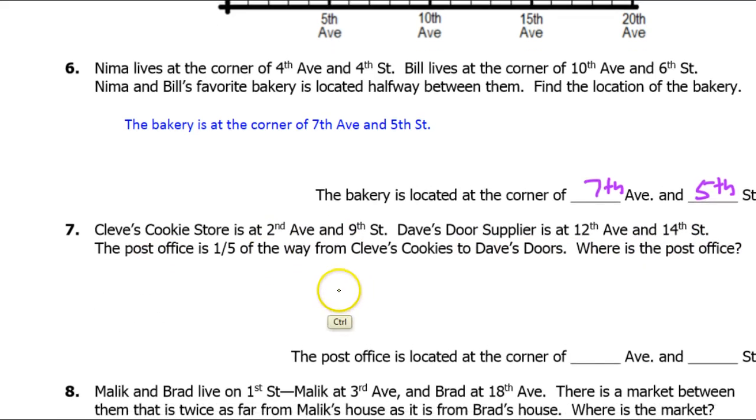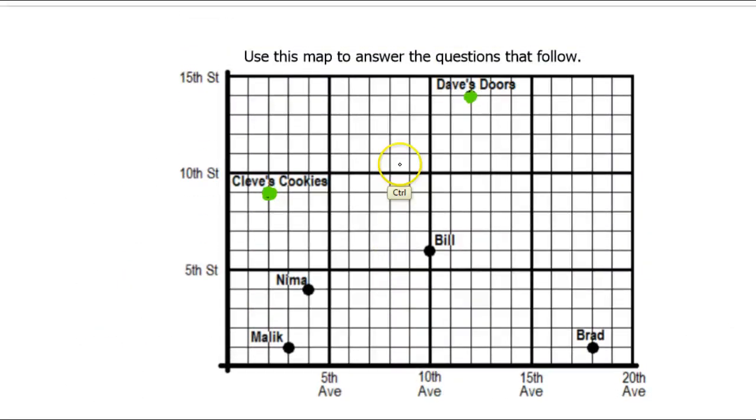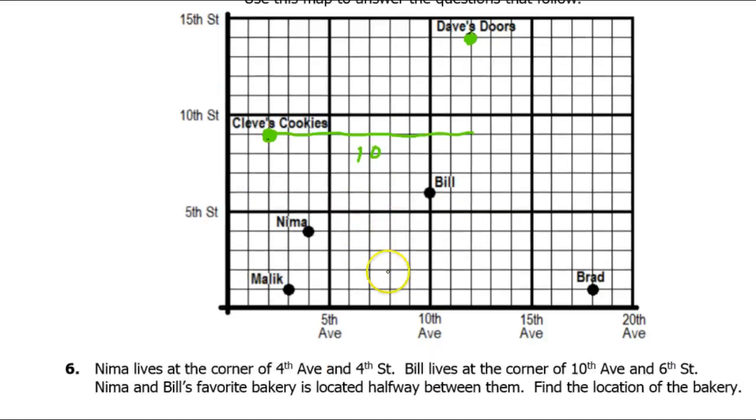Okay, let's look at the horizontal distance and the vertical distance separately. All right, so let's look at the horizontal distance first. So if I wanted to go from Cleve to Dave, the horizontal distance would be like this. Okay, what is that? All right, that's 5, 8, 10. All right, the horizontal distance is 10.